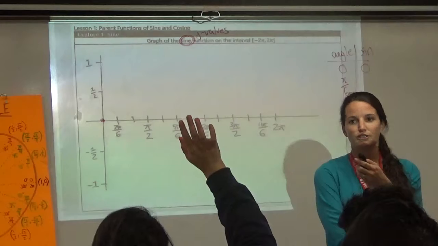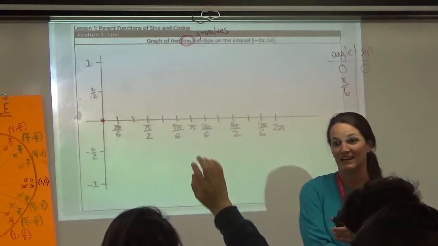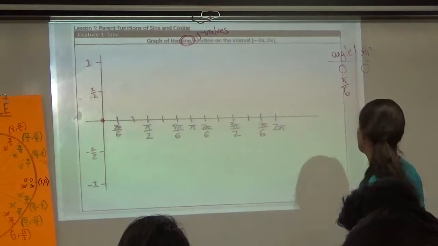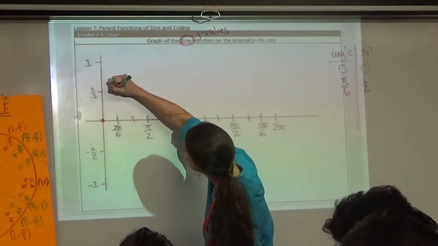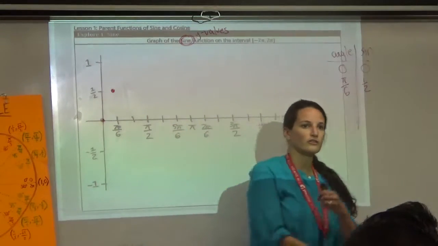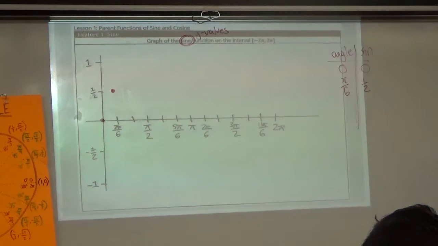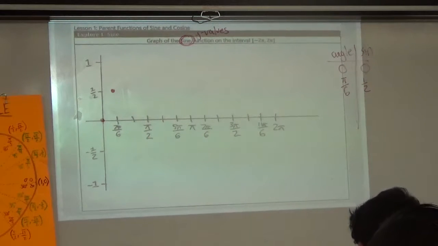Samantha: 1/2. So for pi over 6, we got 1/2. So we're going to go up to 1/2 and draw a point right there. And we're noticing what's happening right now. Our sine value seems to be increasing.